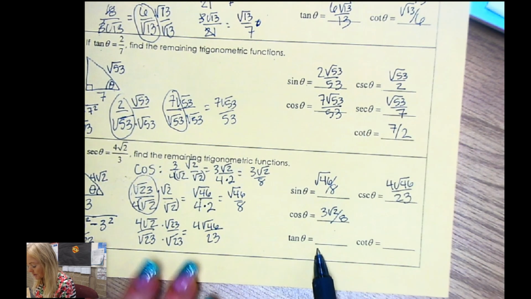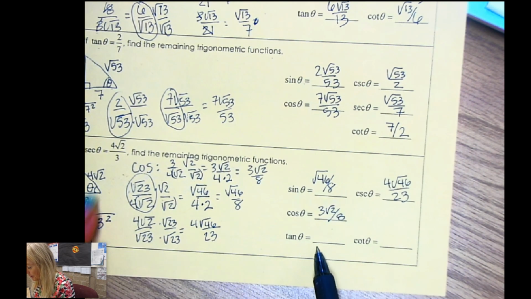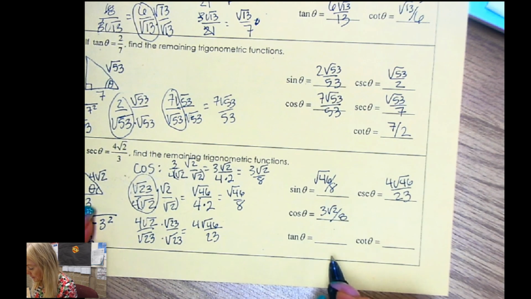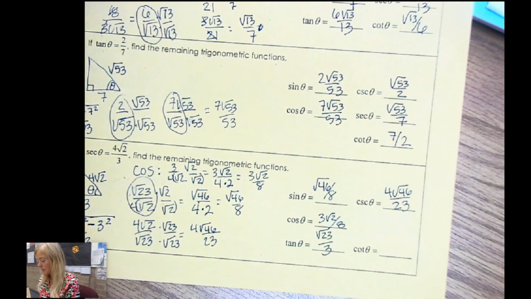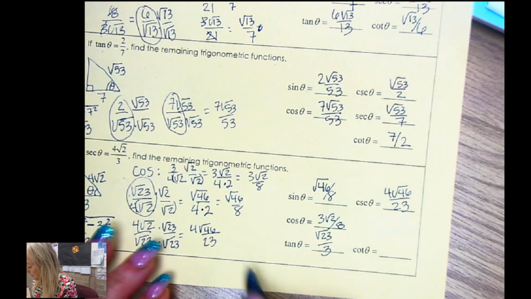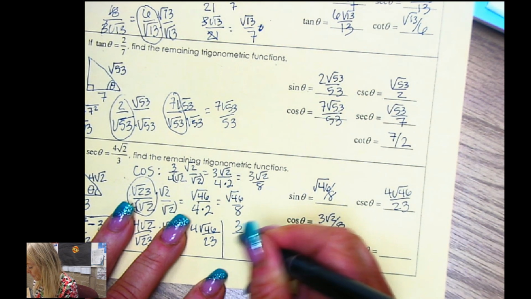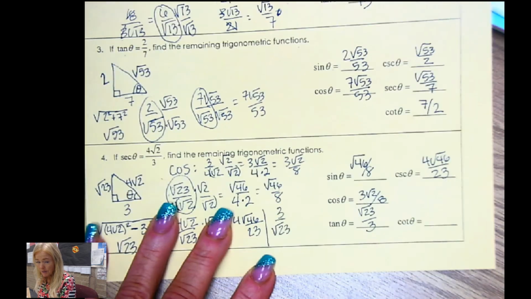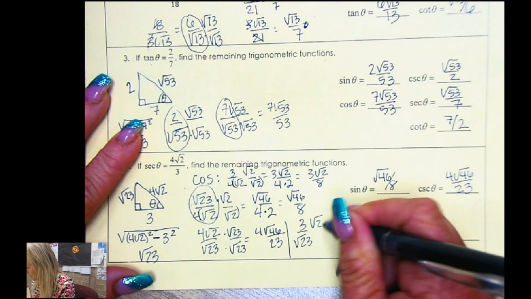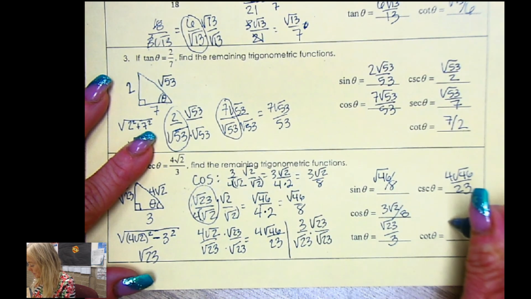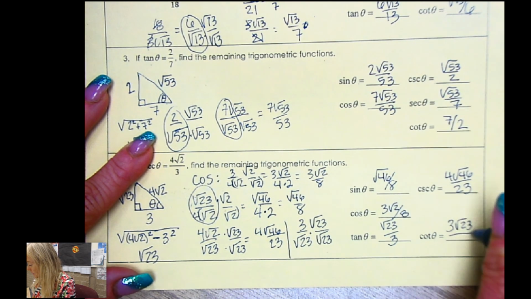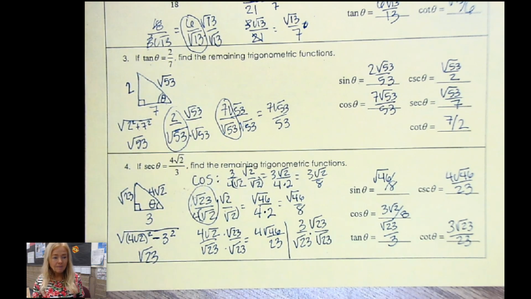All right, tangent. If we do tangent, it's going to be opposite over adjacent. So that one's just radical 23 over 3. And then the cotangent is flipped over, so 3 over radical 23, which isn't rationalized. So we'll have to multiply by radical 23 over radical 23, which is 3 radical 23 over 23. All right, so that's our first video. And I'm going to stop there, and then we'll do the second half on the second video.